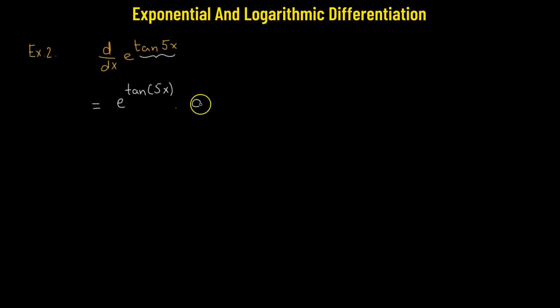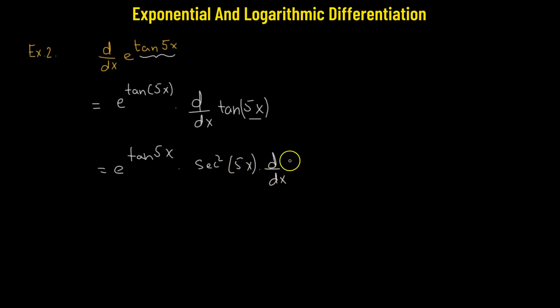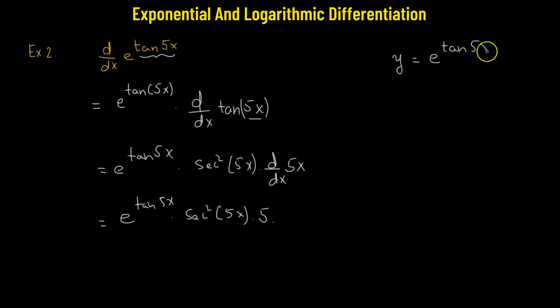So this will give us the derivative of tangent of 5x with respect to x. So the derivative of tangent of 5x is going to give us secant squared. So 5x will be treated as x, secant squared of 5x multiplied by the derivative with respect to x of 5x. So we have e raised to the power of tangent of 5x times secant squared of 5x times 5. So this is the final answer. There is another way we can try it out. So let's say y equals e raised to the power of tangent of 5x.